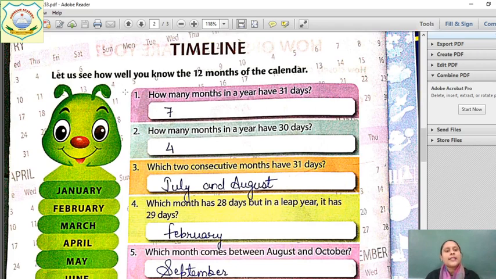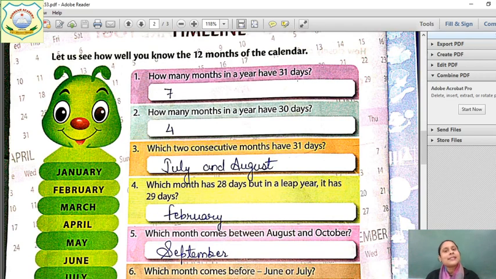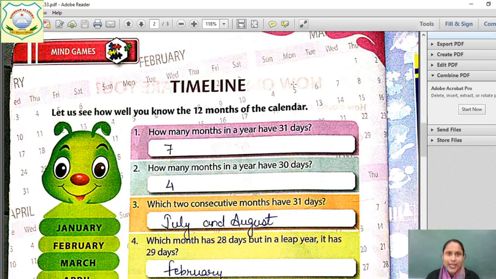Now let us see how well you know the 12 months of the calendar. Now in a year there are how many months? There are 12 months. Okay, कितने months होते हैं? There are 12 months in 1 year. Now what are the names of those months? Come on, tell with me. January, February, March, April, May, June, July, August, September, October, November, December. So these are the 12 months of 1 year.